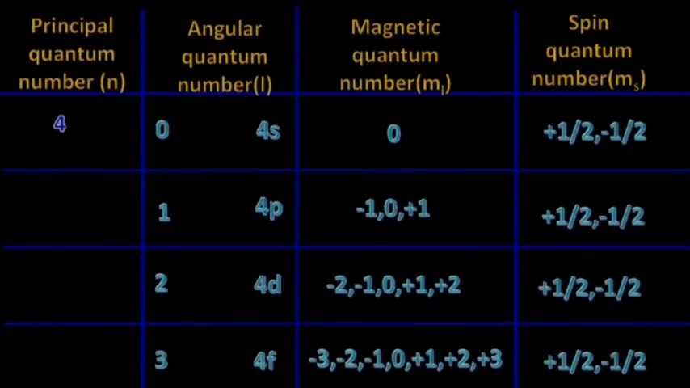These are the 4 quantum numbers: principal, azimuthal, magnetic and spin quantum numbers.